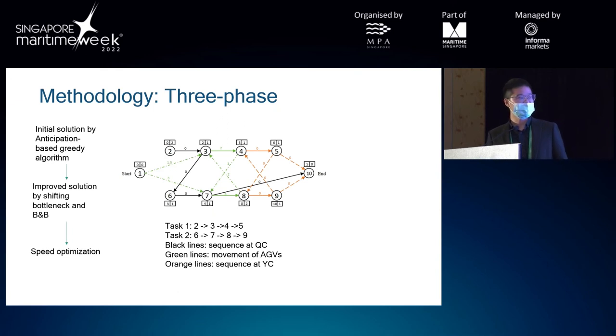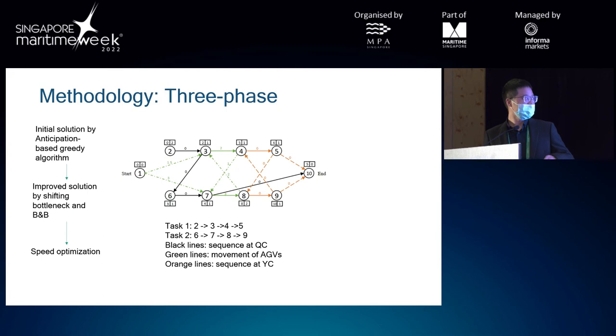In the second phase, we will reformulate this problem as a directed graph. And we use four nodes to describe a task. For example, we have two tasks, and we also use the black lines to represent the sequence at QC, the green lines to represent the movement of AGVs, and the orange lines to represent the sequences at YCs.